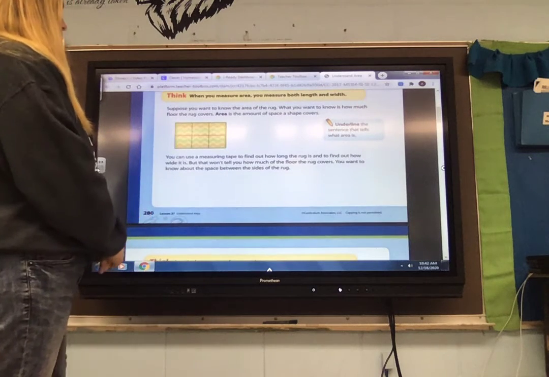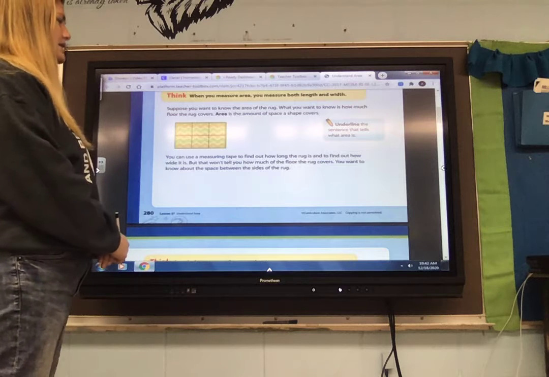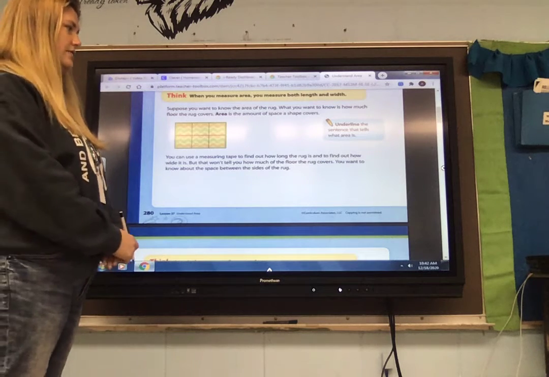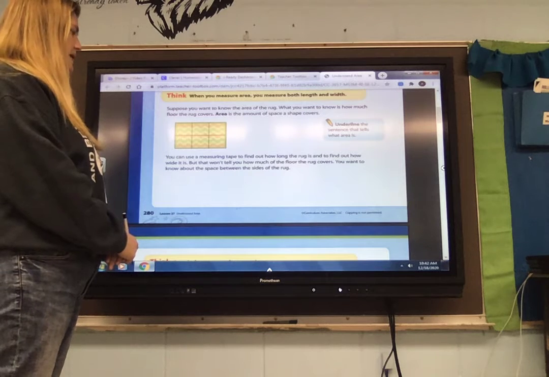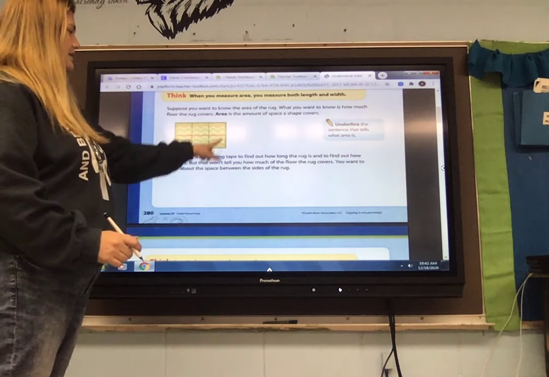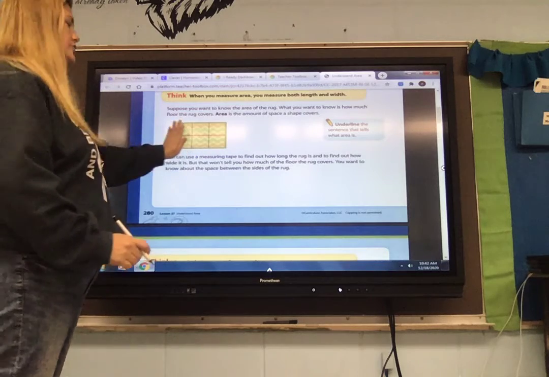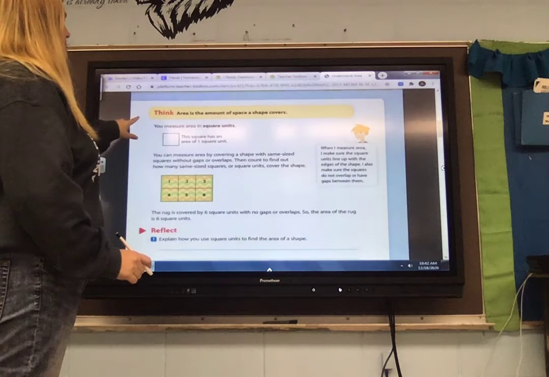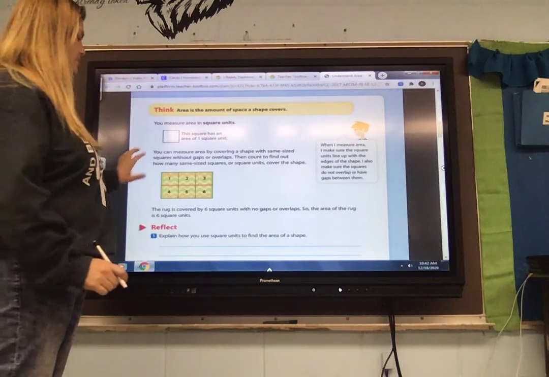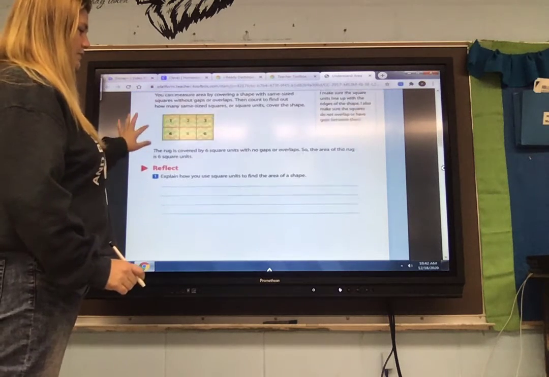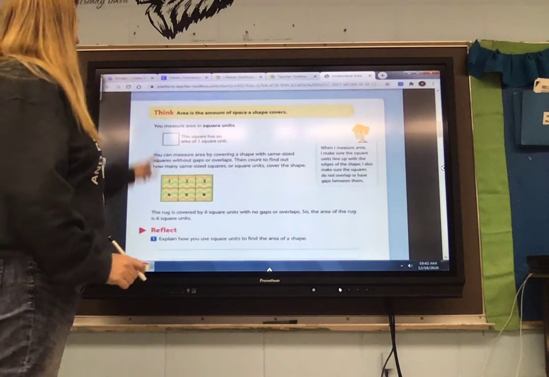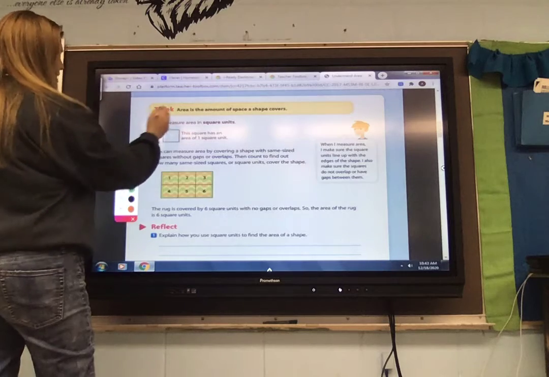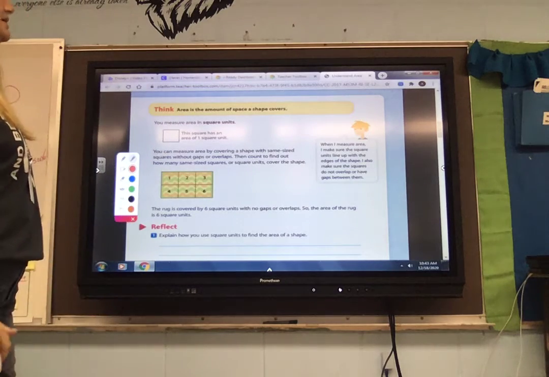You can use a measuring tape to find how long a rug is and to find how wide it is. But that won't tell you how much of the floor the rug covers. You want to know about the space between that length and width. You want to fill in your shape. That's what area does. It fills in the inside of the shape. Again, here's our definition. We're now on page 281. And you have your definition again at the think box at the top. It says think, area is the amount of space a shape covers.